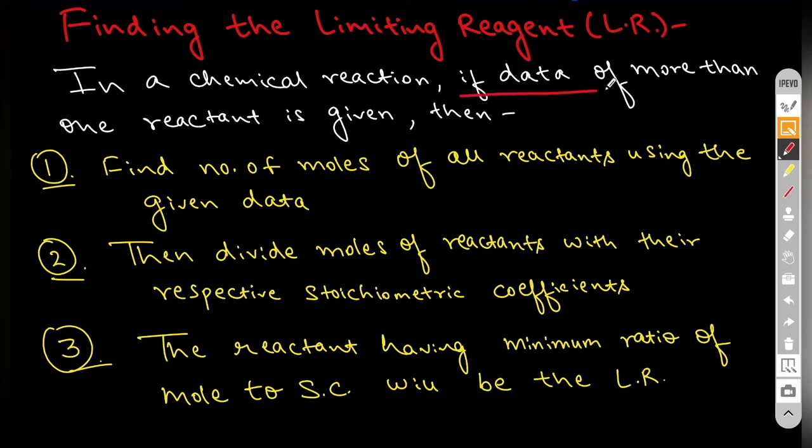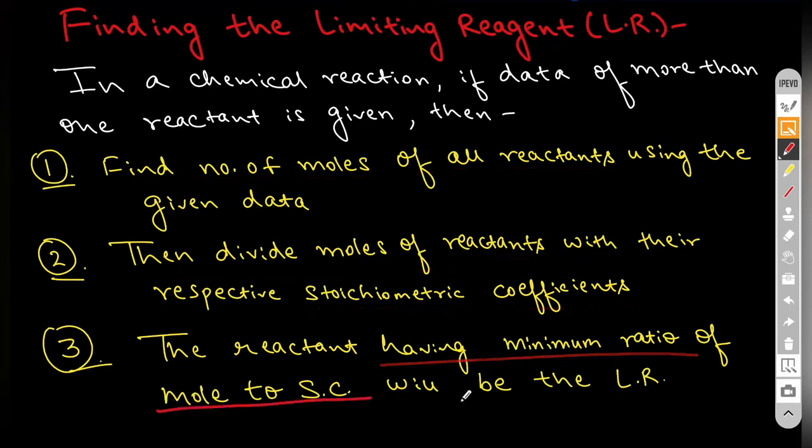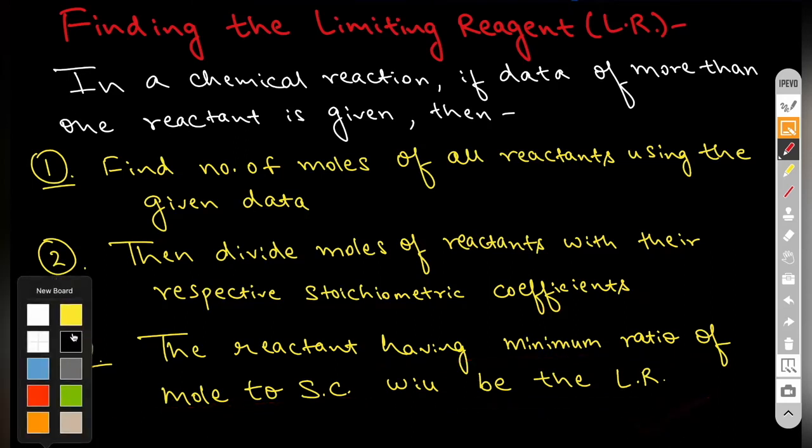So basically, if data of more than one reactant is given, step 1, find the number of moles of all reactants. Step 2, divide moles of reactant with their respective stoichiometric coefficient. And step 3, the reactant with minimum ratio of mole to stoichiometric coefficient will be the LR.